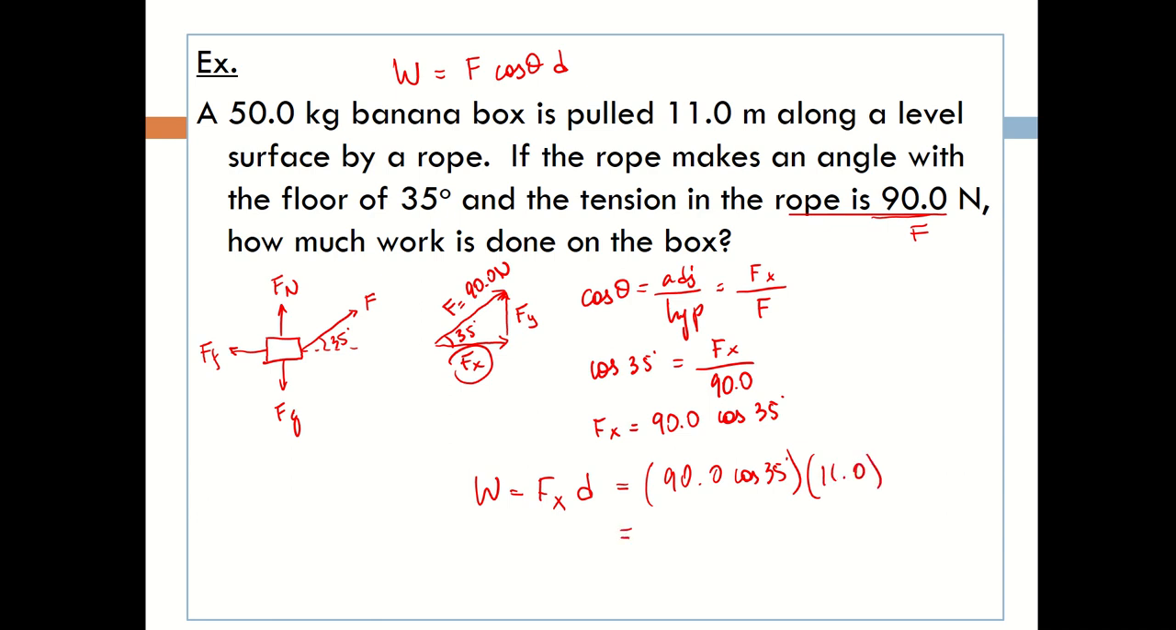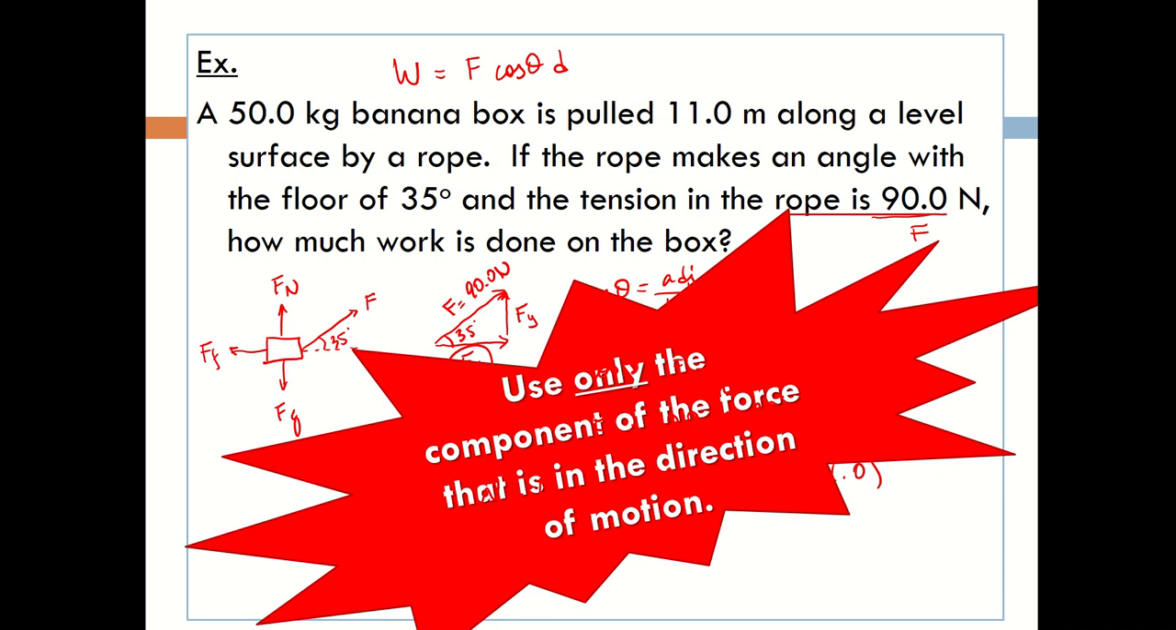So once you multiply all of this, you will get a work of 811 joules. Okay. So again, the message from this example is that we only use the component of the force that's in the same direction as the displacement. Right? So if you pull along the x-axis, you want to use your Fx along the x direction. For example, if you're lifting it, then you would use your Fy. So again, use only the component of the force that is in the direction of motion.